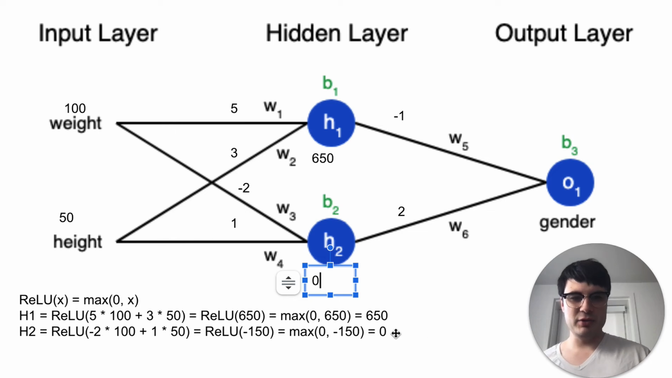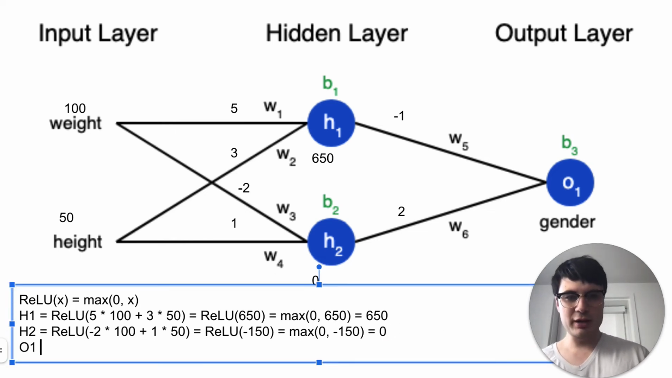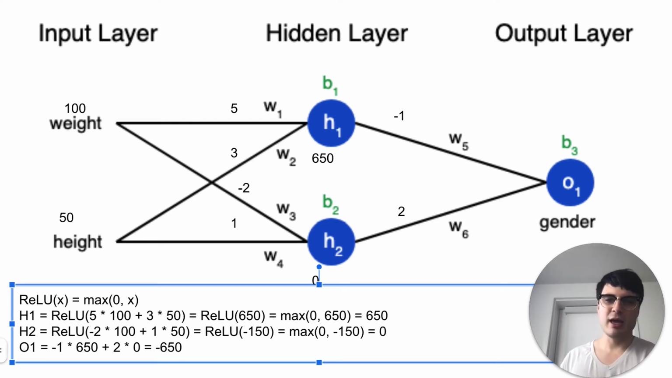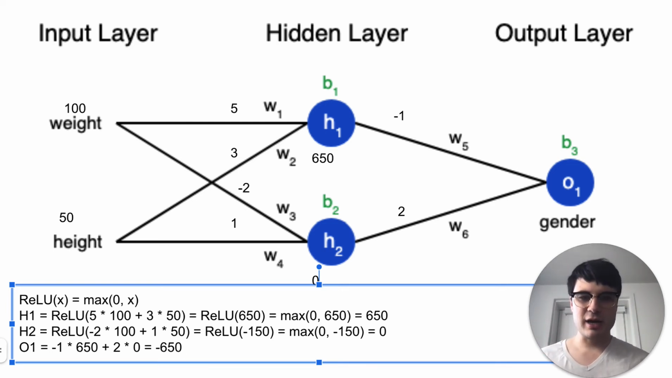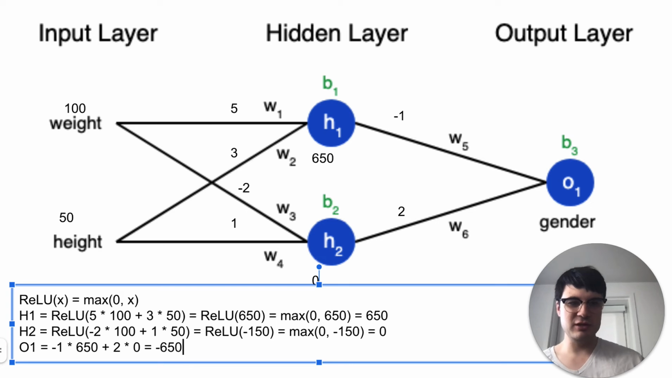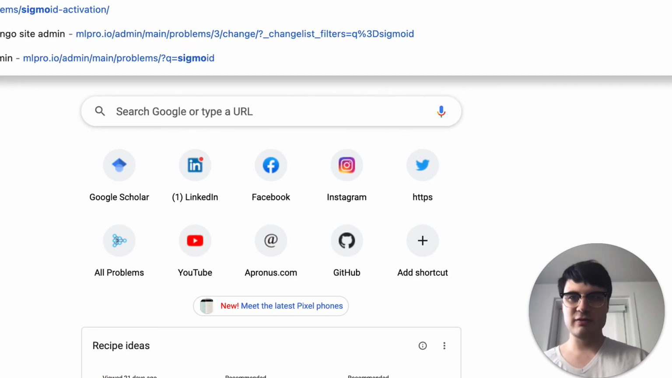Finally, to calculate the output, O1, it's the same process, so -1 times 650 plus 2 times 0, which equals -650. And that's great, except that we want a probability output at the end, not a number. So we tend to apply another activation function in binary classification, which is this case because we're predicting two things. We apply another activation function called the sigmoid activation function.